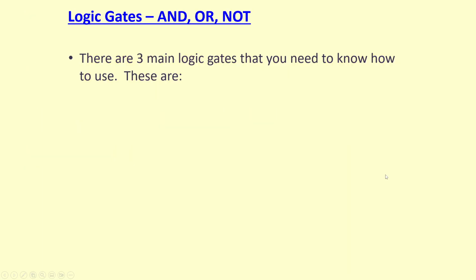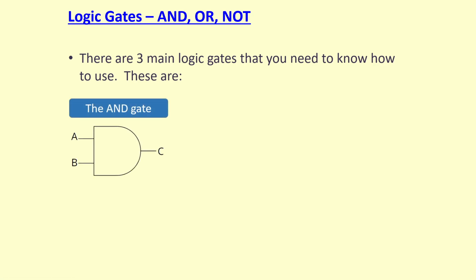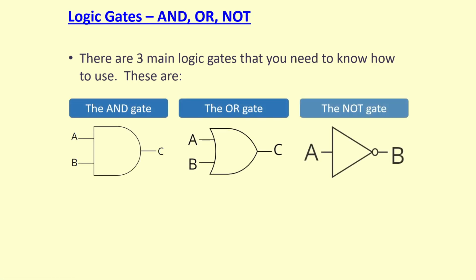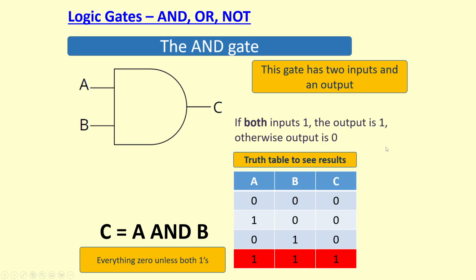And the 3 main logic gates you need to know are AND, OR, and NOT. Look carefully at the shape: AND with a straight back and curve like a capital D, OR with a curved back and a bit more of a point to it, like a shark's fin. And the NOT is a triangle with a little circle on it. Okay, so very simply, you should know this.